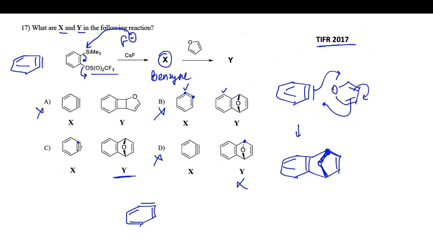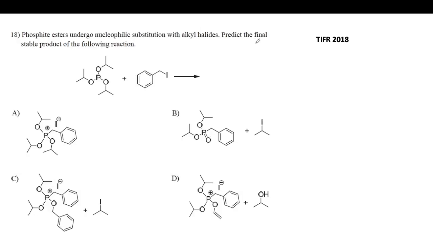Both of these carbons are going to react with the furan to give you this compound. So that is why B has to be written wrong. C is your correct representation. So this is a benzene formation followed by 4 plus 2 cycloaddition. Okay. Next question from TIFR 2018 is super good and super easy.